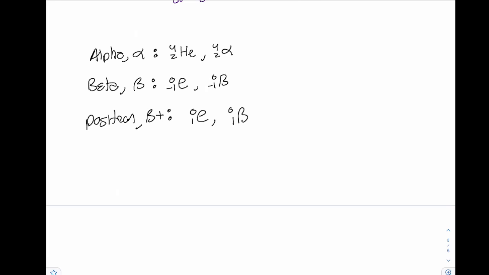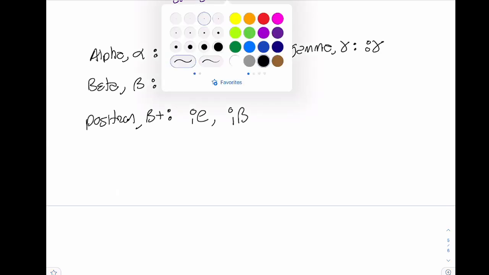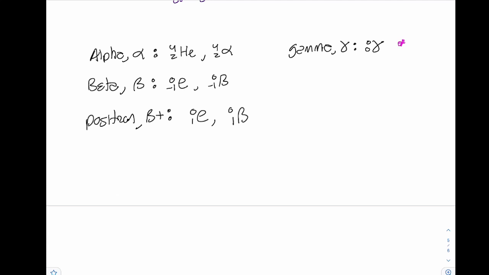And then what are we missing? Gamma. Gamma was the one that we said was just electromagnetic radiation, right? This one was not a particle. If we wanted, we would just put a 0 and a 0 here. It might be worth reminding yourself that this is not a particle.